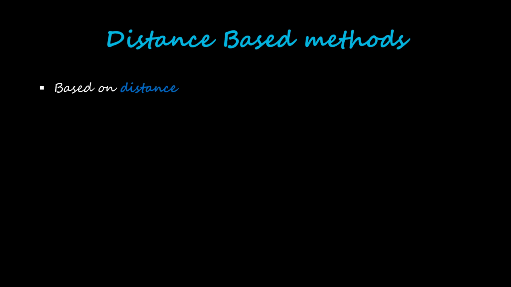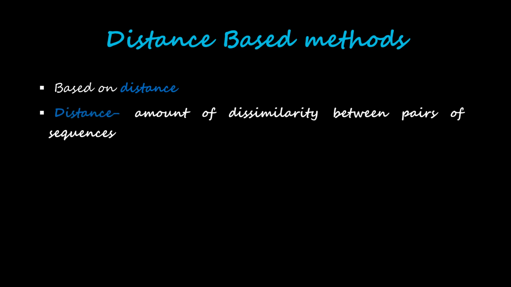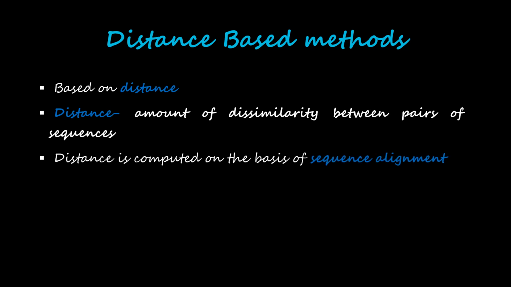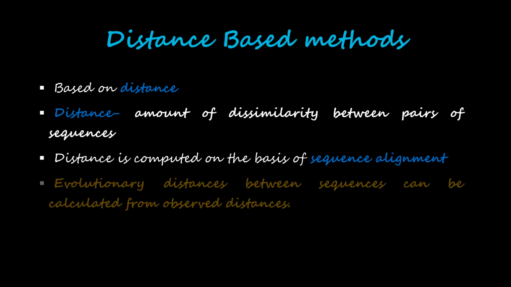Distance-based methods are obviously based on distance. Distance is the amount of dissimilarity between pairs of sequences. So how much dissimilar the sequences are amongst each other determines their evolutionary distance. Distance is computed on the basis of sequence alignment. So we first align the sequences and then we calculate the distances, as I have told you in the previous video where we talked about two substitution models, Jukes-Cantor model and Kimura model, and we calculated the evolutionary distances using those models.